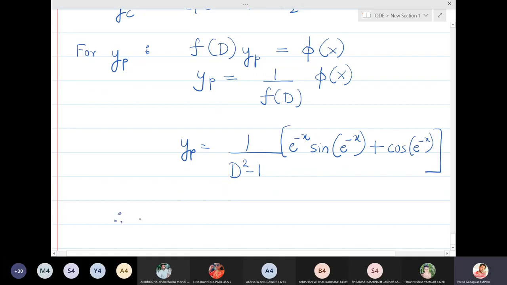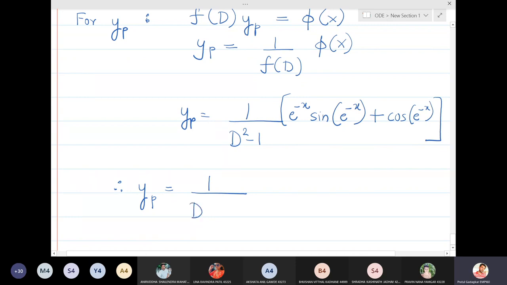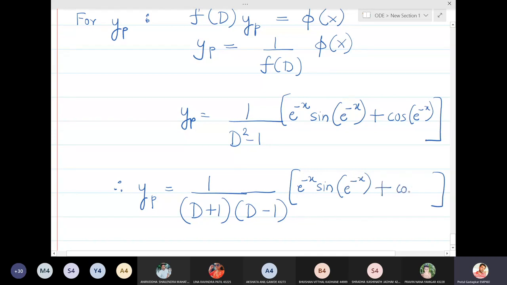Therefore, I will factorize the denominator, which is 1 upon D plus 1 into D minus 1 of e raised to minus x sine of e raised to minus x plus cos e raised to minus x.